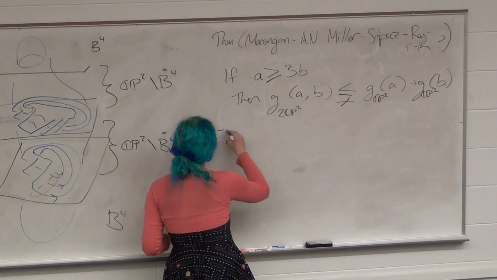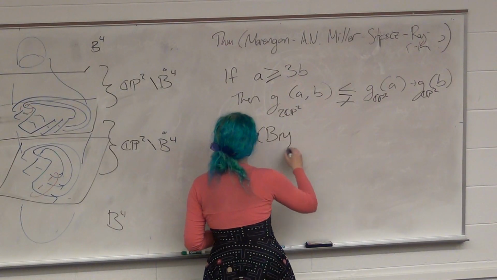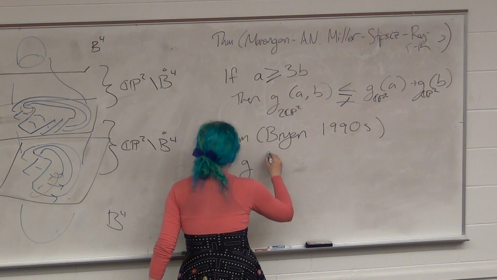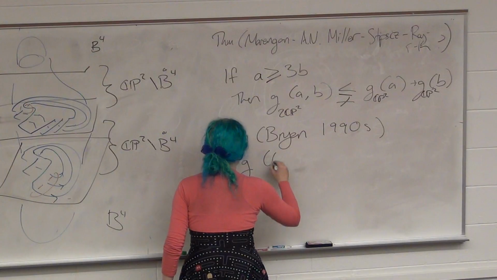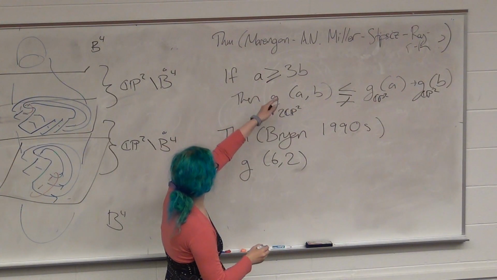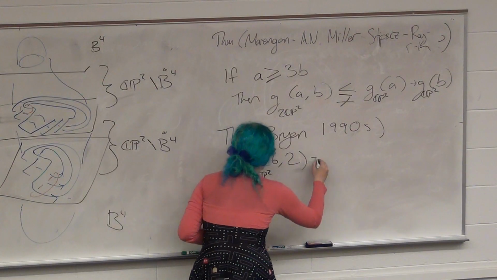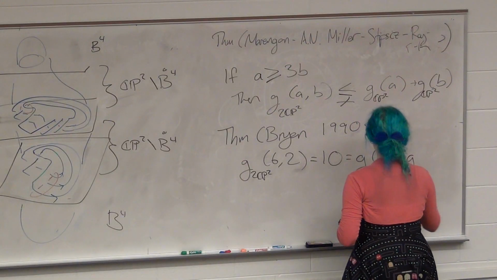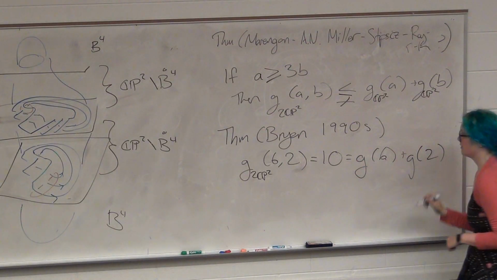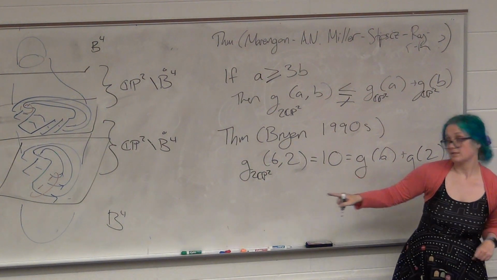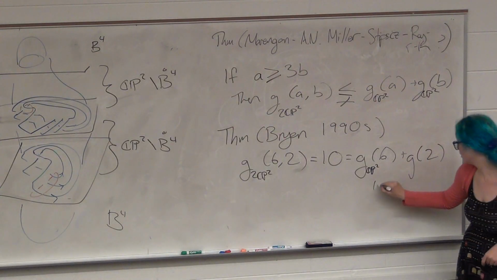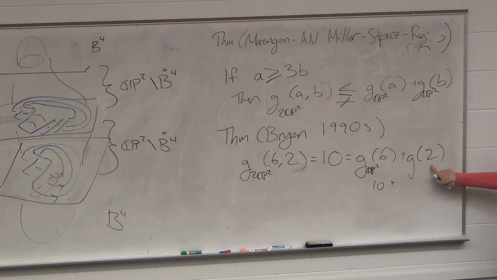We do happen to know, from a paper in the 1990s by Brian, that the genus of class 6-2, the next element on this A equals 3B line, is 10, which is indeed the expected genus of A plus B. If we go back to our formula, minimum genus for class 6 in CP2, it's 6 choose 2, which is 10. And the minimum genus for class 2 is, sorry, 6 minus 1 choose 2 is 10.